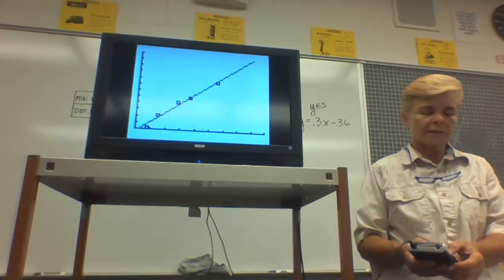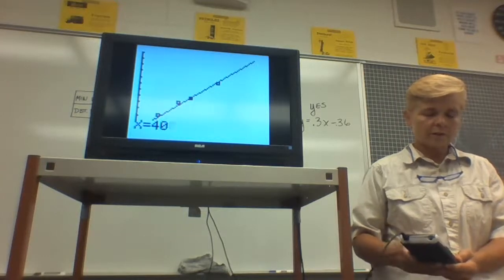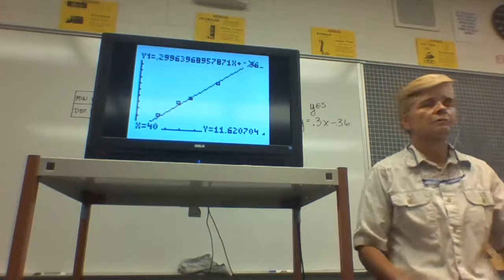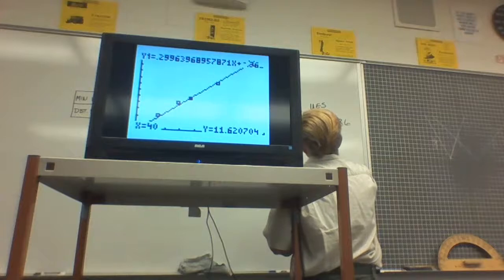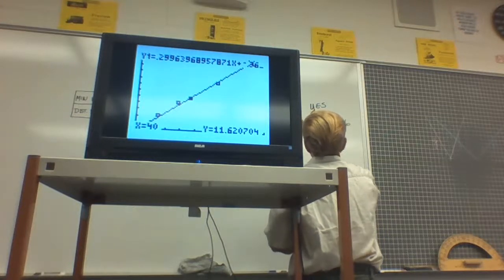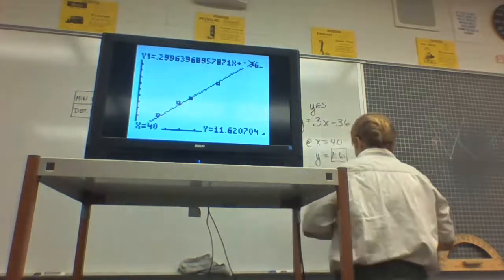So we go calculate a value at 40. Now it'll give you an answer. And the answer is 11.6, whatever it's measured in. I doubt it's miles, but maybe. So at x equals 40, y equals 11.6. This is what I'll be looking for, that number right there.